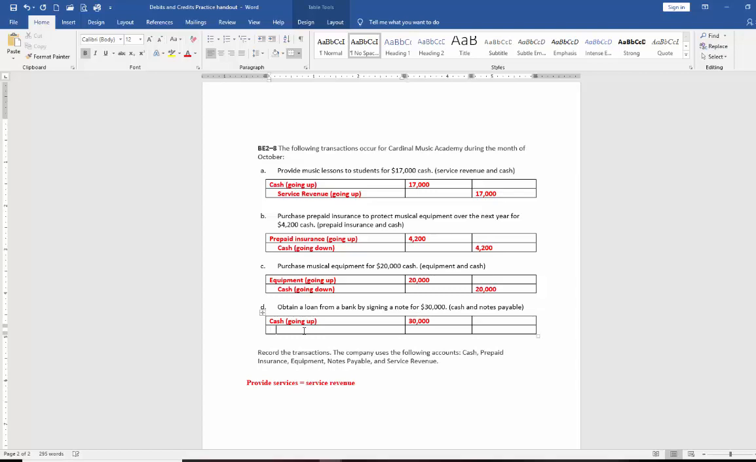And also, our note payable is going up because it's a liability that we didn't have before. We owe the bank money, and we didn't owe the bank money before. So we have a new liability. Our liabilities are going up. Okay?